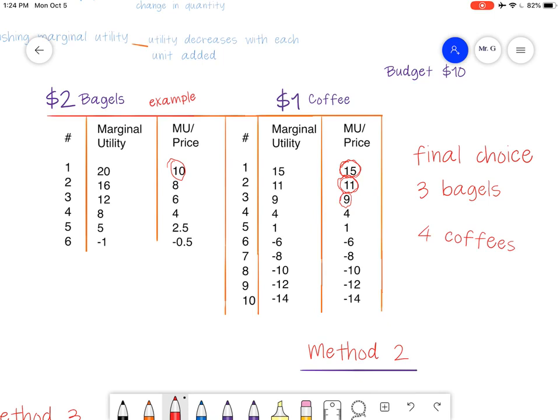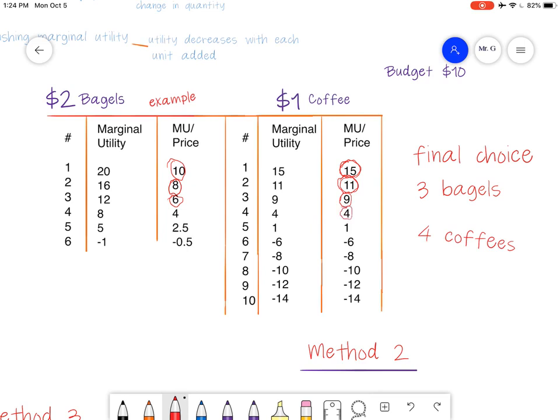Well, what's going to be next? Well, then we're going to go for bagels. We're going to have this and this. Okay, so 8 and 6. And so we have a total now of, what is it, $6 there. And we have basically $3, so we're at $9 right now. And so our last choice is going to be this.